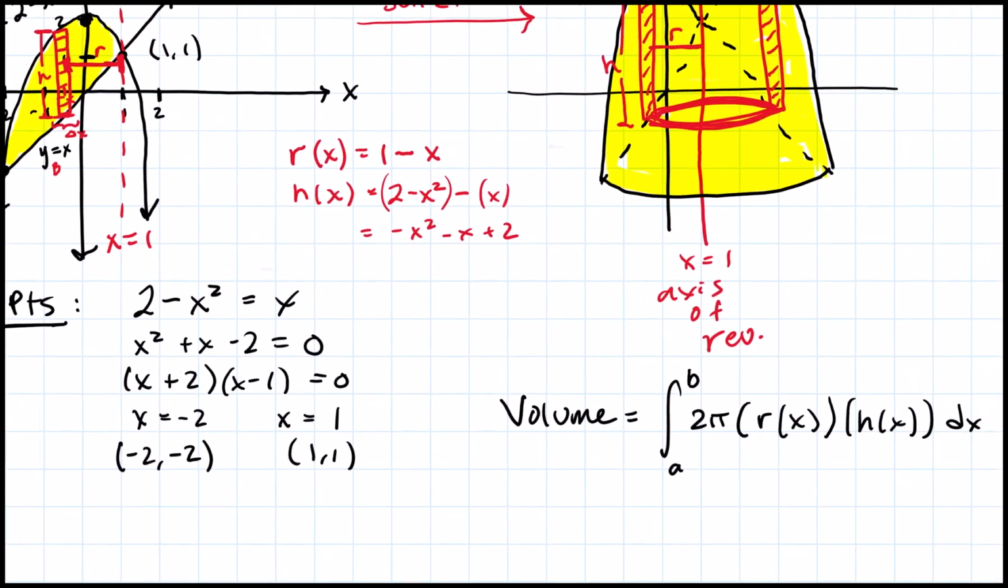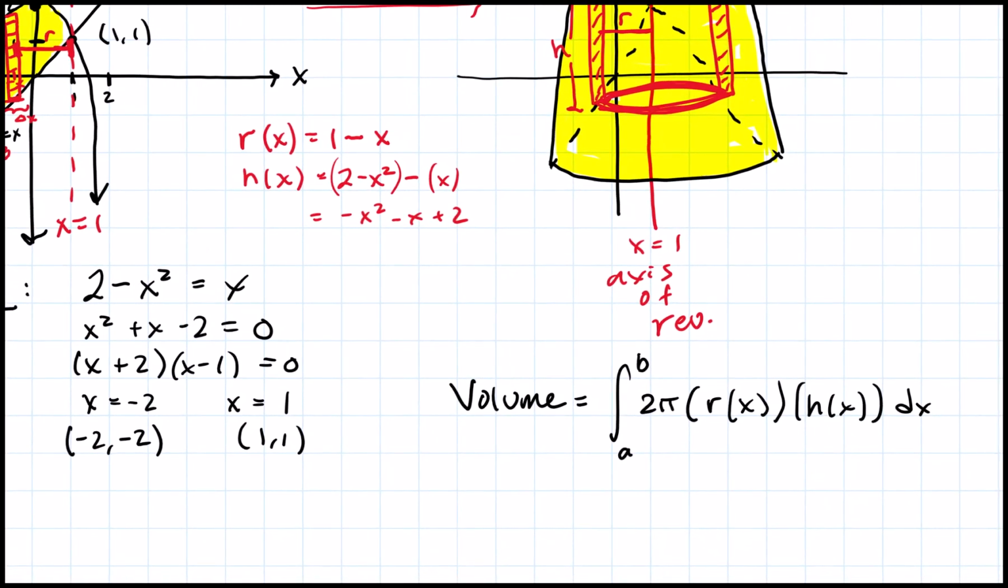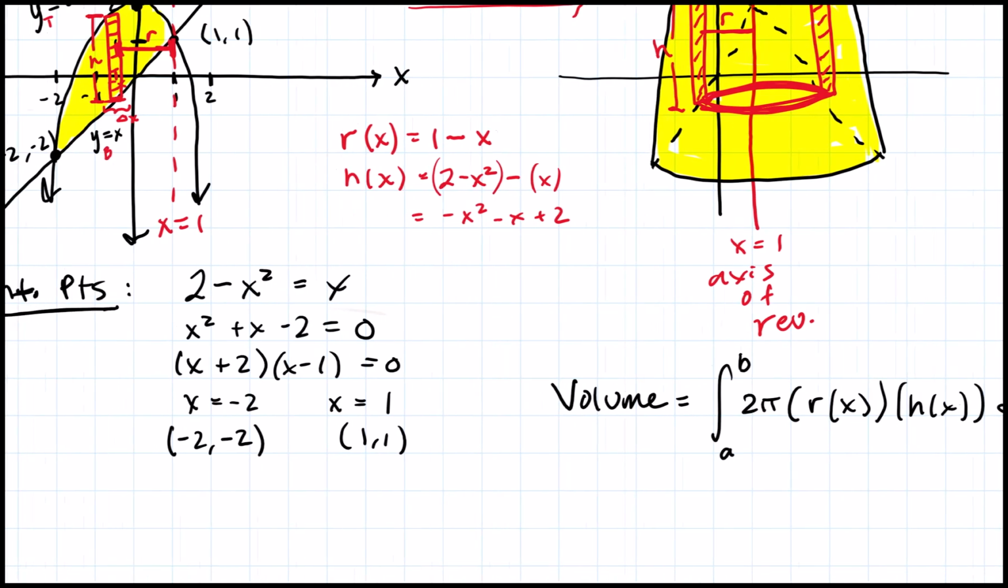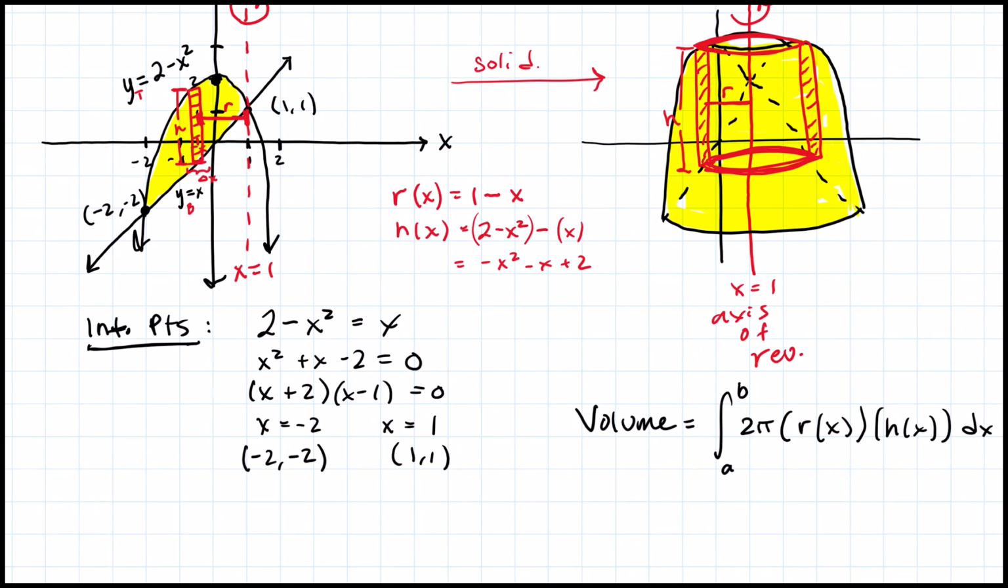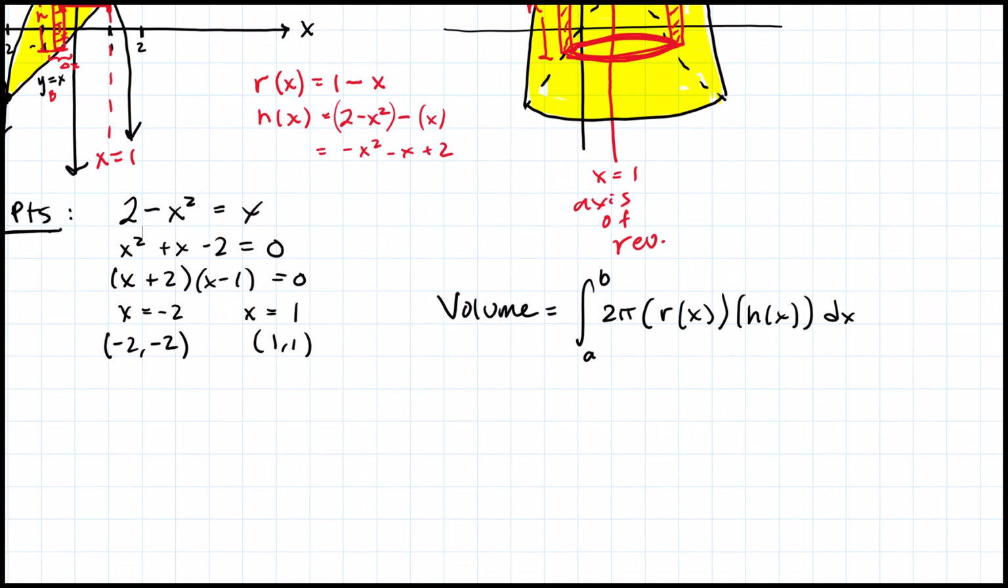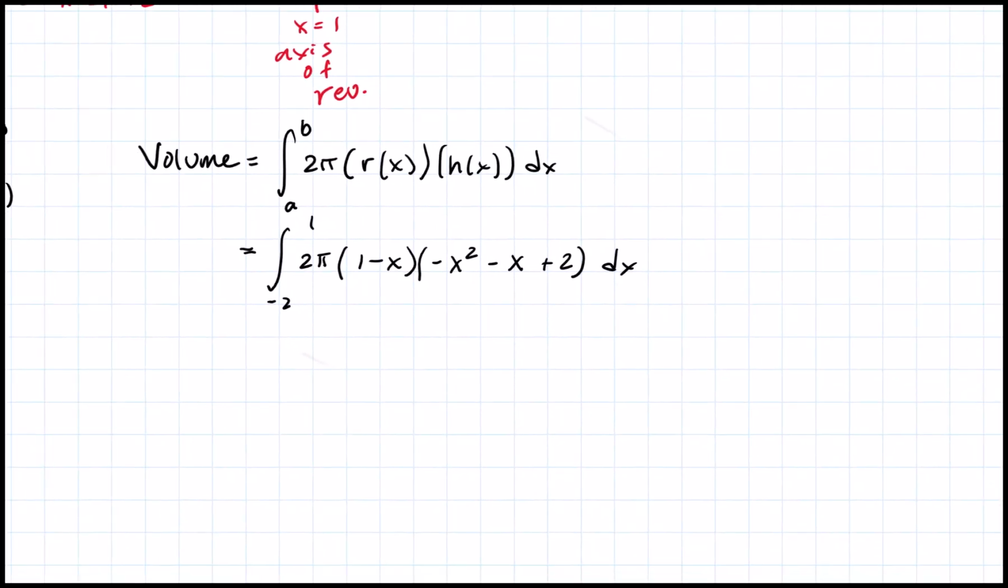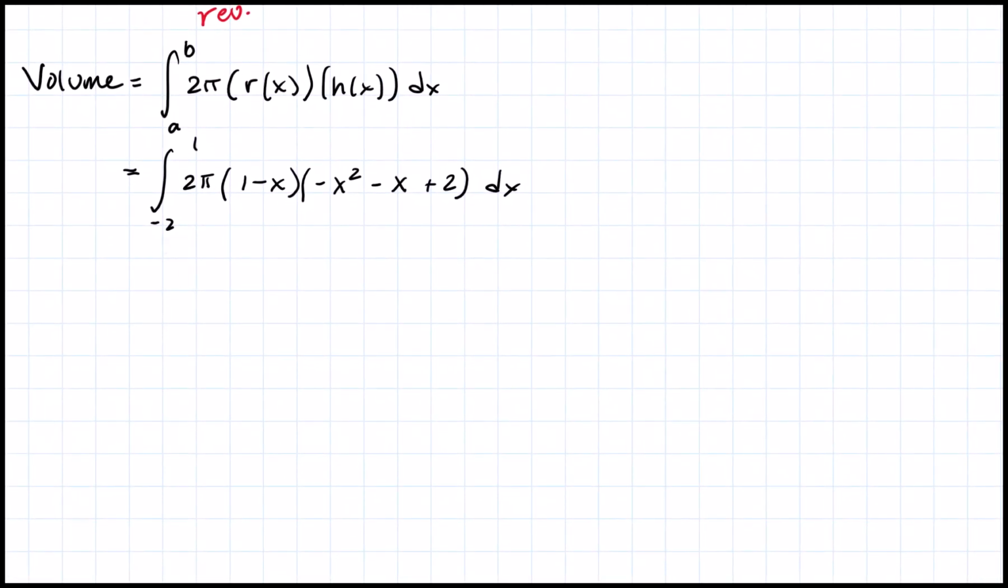And now we go back into our integral and we're going to integrate. We are going to start creating those shells at -2, and we're going to get all the way to 1, nesting all those shells. So our bounds are from -2 to 1. So this is the integral from -2 to 1 of 2 pi times 1 minus x times negative x squared minus x plus 2 dx. And so that's our integral, and now we just have to calculate that volume.